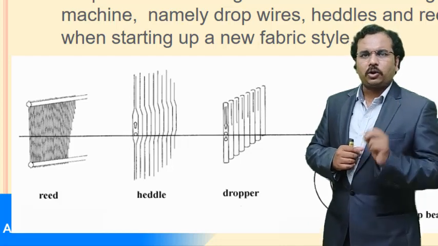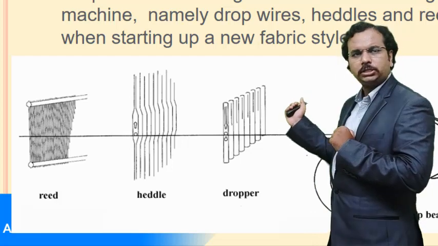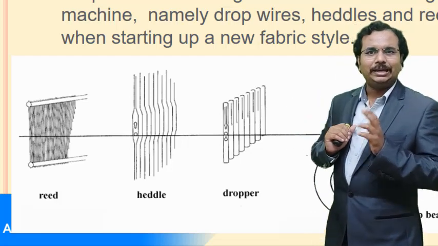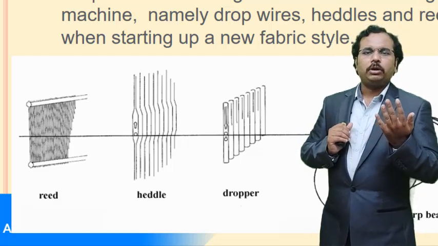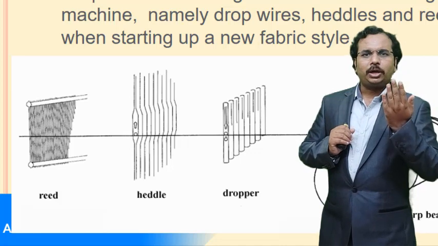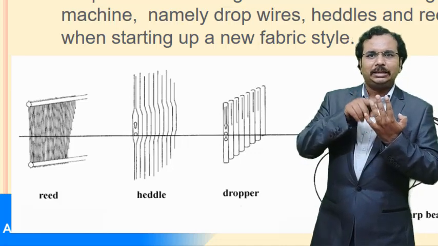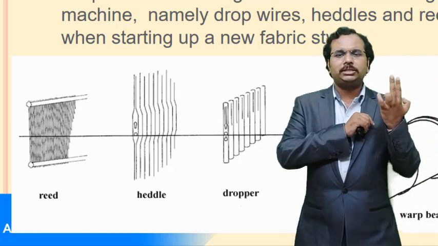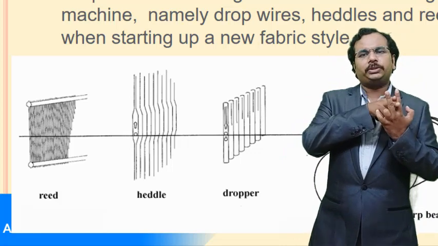After drawing the warp threads through the heddle frames or heddle wires, we pass the warp threads through the reed. Reed is nothing but like our comb. There is a metallic frame which has the reed dents, and there is a gap between two dents. In between these two dents, we pass the warp threads.